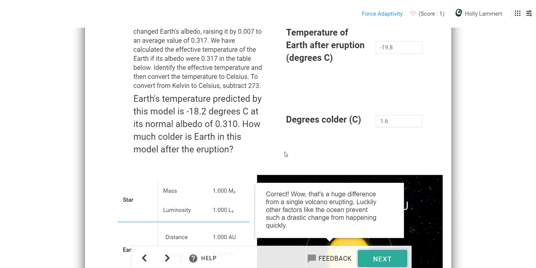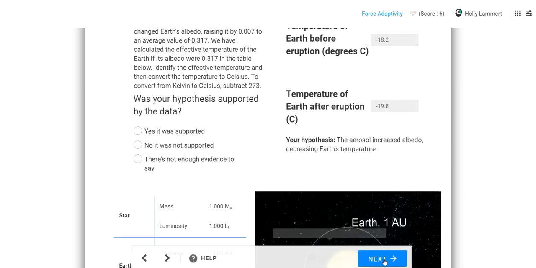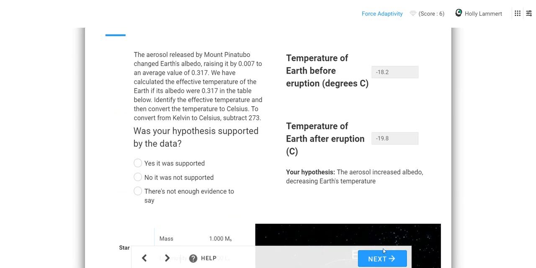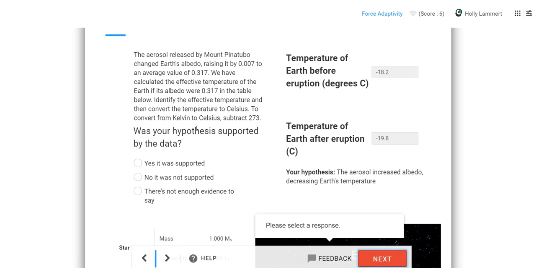Okay, so that's a huge difference from one volcano erupting, 1.6 degrees. Luckily, other factors like the ocean prevent such a drastic change from happening so quickly. Oh, and then we have to ask, was our hypothesis supported? Aerosol increased albedo, decreasing Earth's temperature. That is true.